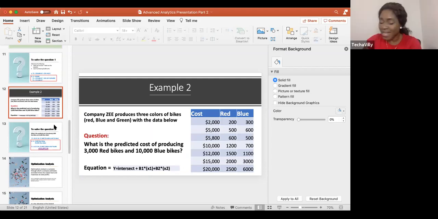I see this is kind of technical, and people are watching to see what's going on. Don't worry. Just make sure after this session, you keep practicing. So to do the multiple regression, we have more than one independent variable. And this company produced 2 types of bike, the red bike and the blue bike.